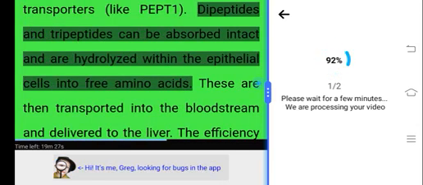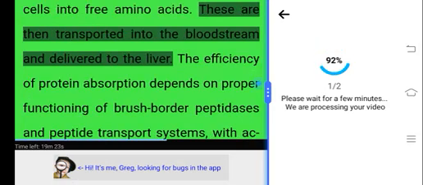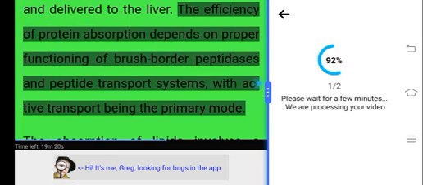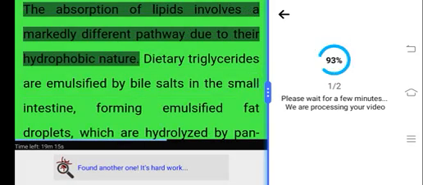Dipeptides and tripeptides can be absorbed intact and are hydrolyzed within the epithelial cells into free amino acids. These are then transported into the bloodstream and delivered to the liver. The efficiency of protein absorption depends on proper functioning of brush border peptidases and peptide transport systems, with active transport being the primary mode. The absorption of lipids involves a markedly different pathway due to their hydrophobic nature.